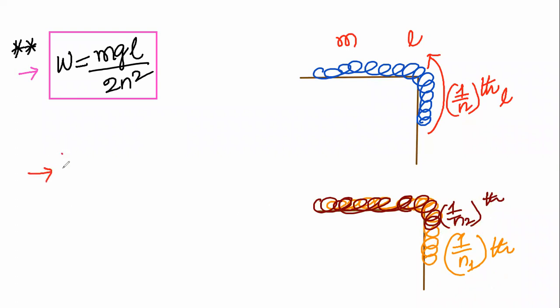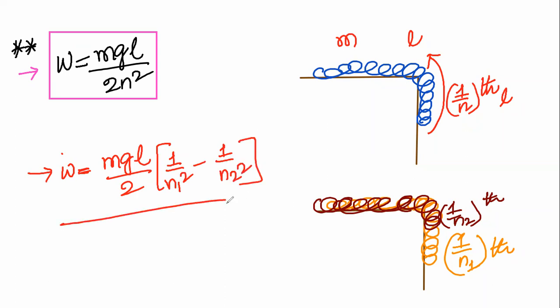Work done will be in making it hang partially from the edge of the table. Work done W is equal to mgL by 2 into (1/n1 square minus 1/n2 square). This is the work done to make it hang partially from the edge of the table. See, total length of the chain is taken as L.